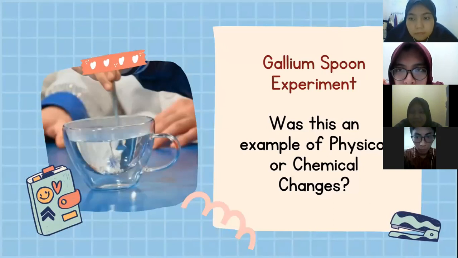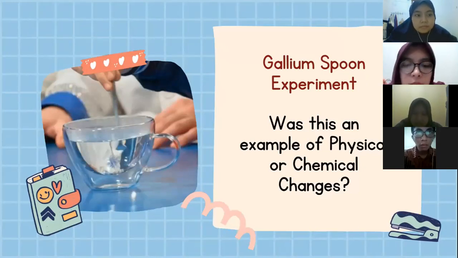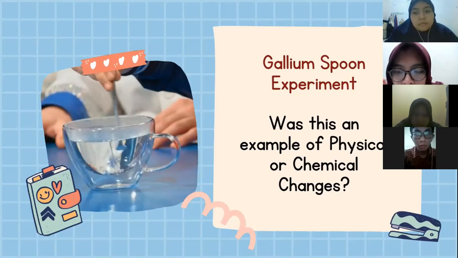When we stir the hot water with the gallium spoon, the metal melts. This is an example of a physical change because the gallium changed form, but it didn't change into a new substance. It's still gallium. Excellent. Who is it? Rifa. Thank you, Rifa, for the answer.